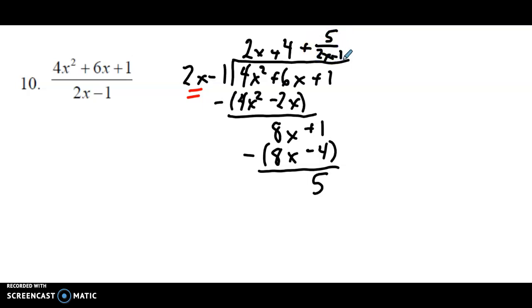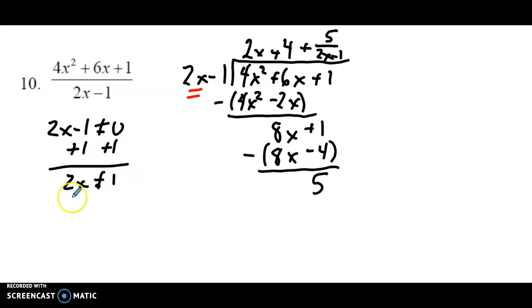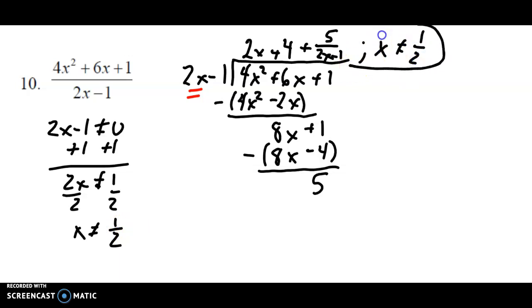All right, now we got to do our excluded value. So I'm going to set 2x minus 1 not equal to 0. Add 1 to both sides. 2x cannot equal 1. Divide by 2. X cannot equal 1/2. And there is our final answer.